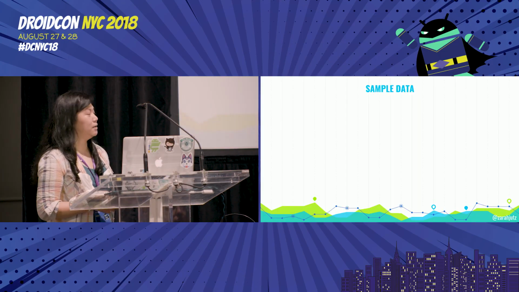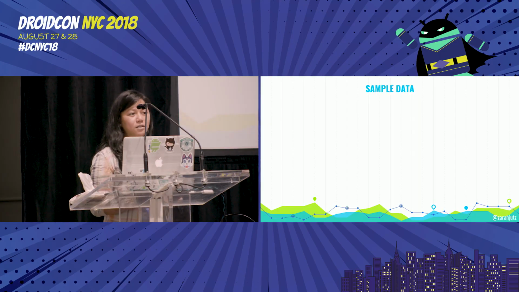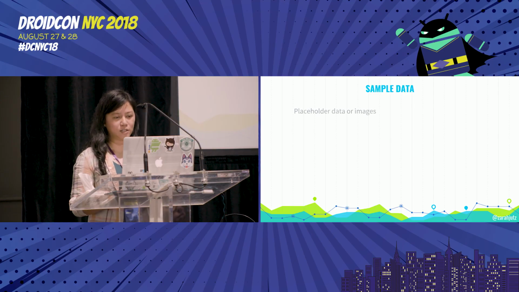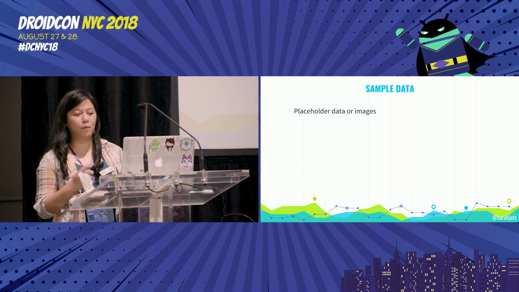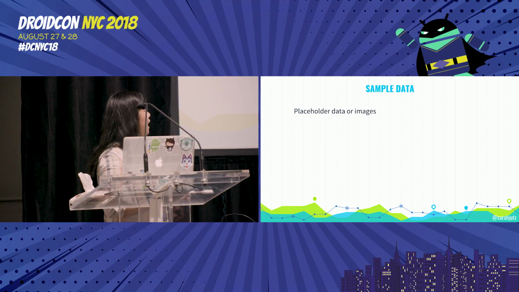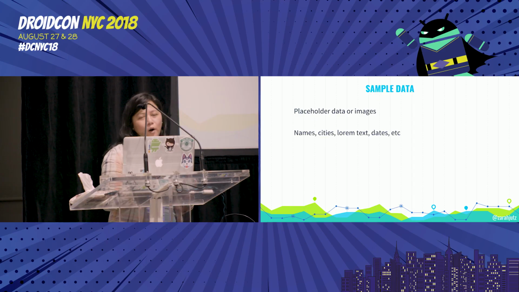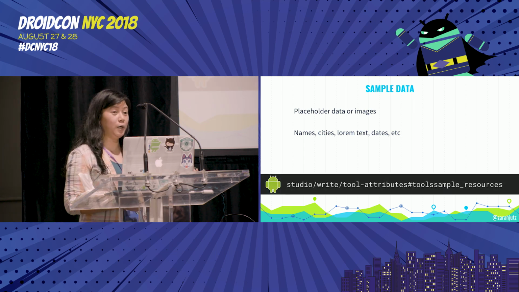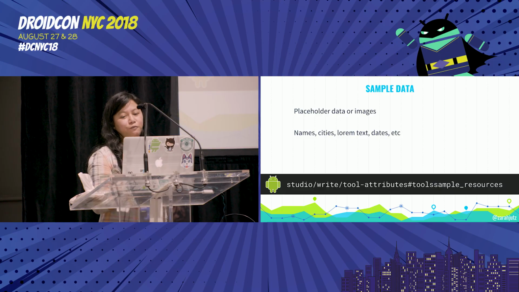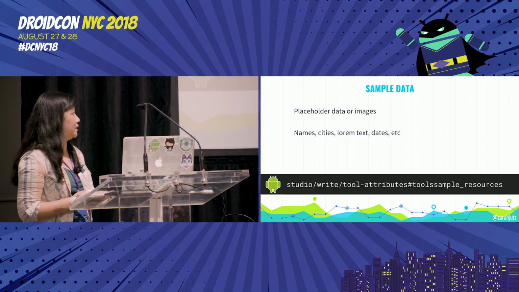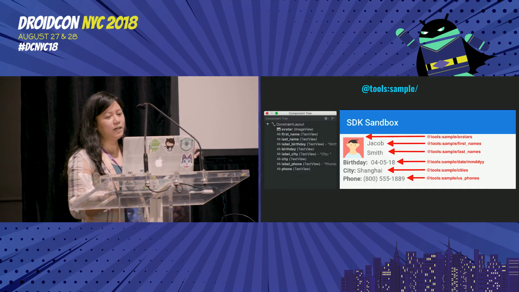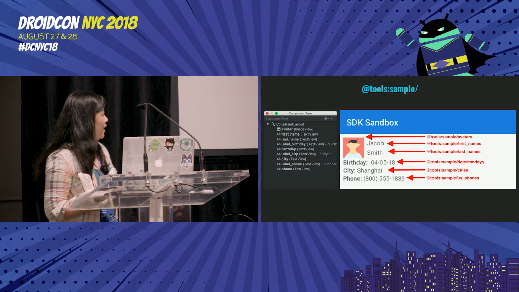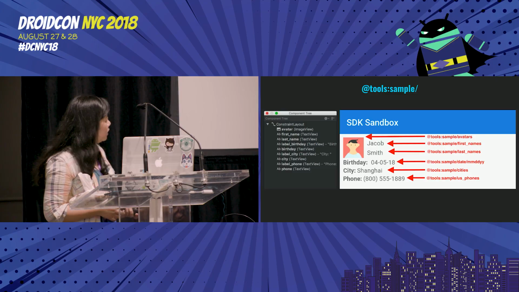The sample data within the tools namespace allows us to inject placeholder data or images into our layouts. It helps us visualize how our layout would behave with different types and lengths of text, or even with different images. Refer to this developer.android.com link to see the full list of all available data types. So here it is in action for a simple name card or address book entry layout that I just mocked up.